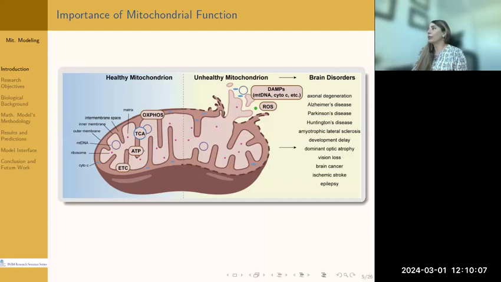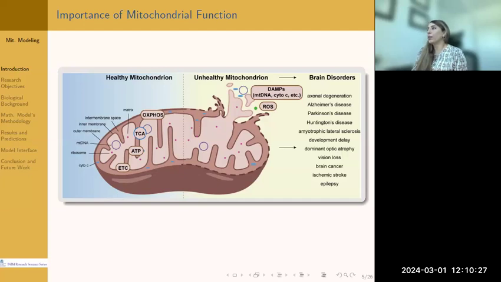Understanding the underlying mechanisms of mitochondrial dysfunction is crucial for elucidating the pathophysiology of these diseases and identifying potential therapeutic targets.